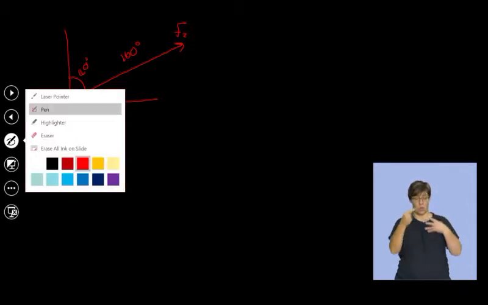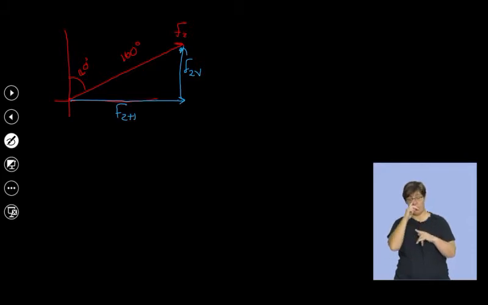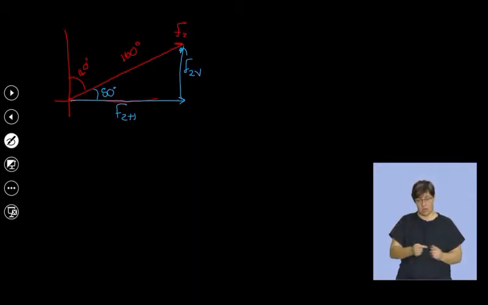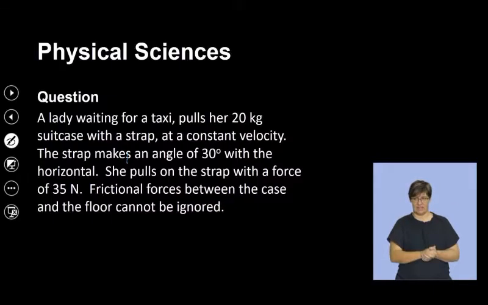Now when we do our components, we're going to have F2 horizontal, F2 vertical. What do I need? I need the angle in the middle. So we remember that they're perpendicular. That makes this angle 50. Okay, be careful with that. Be very careful. Starting with the vertical, it's opposite, so we're going to use sine. So F2 vertical is F2 sine theta.